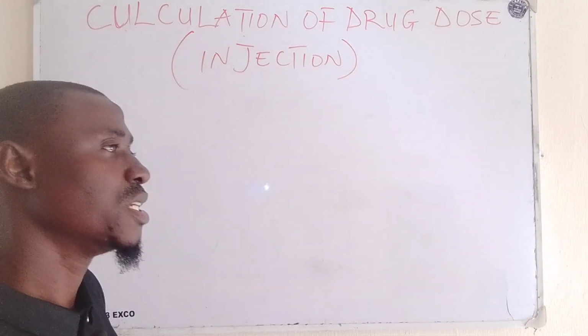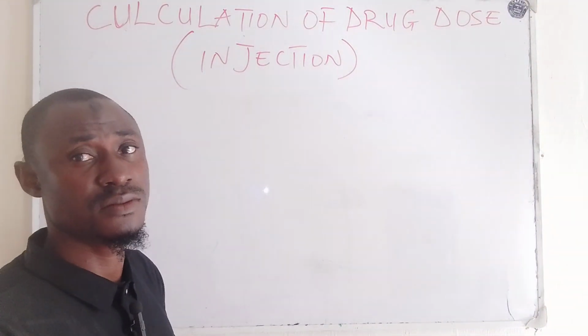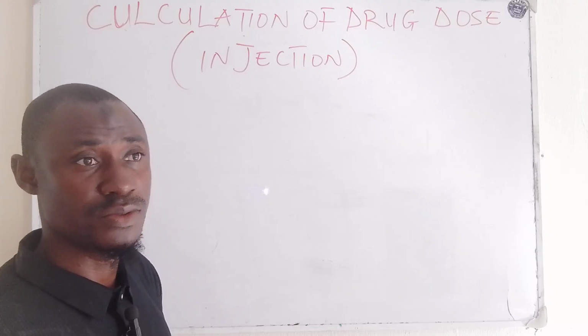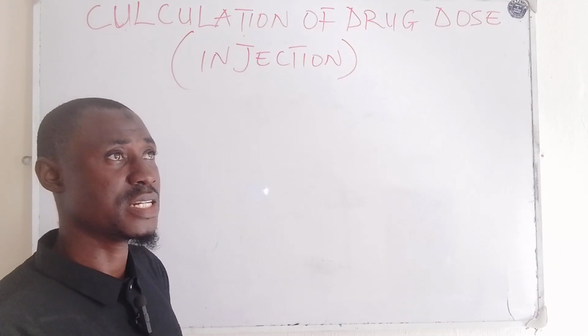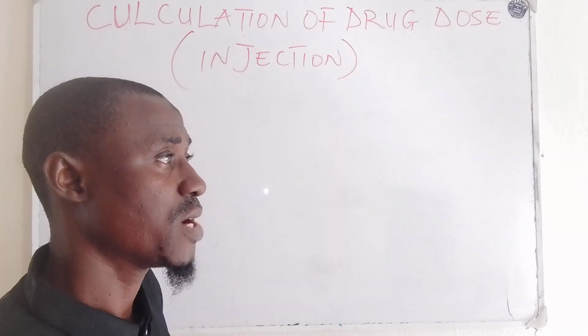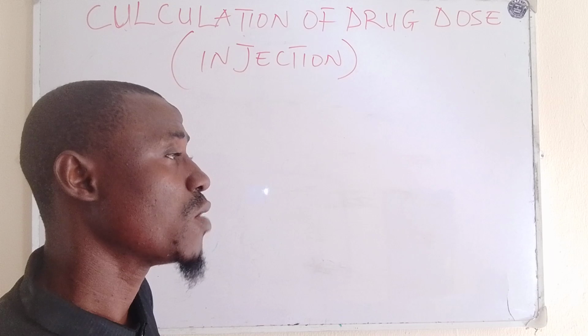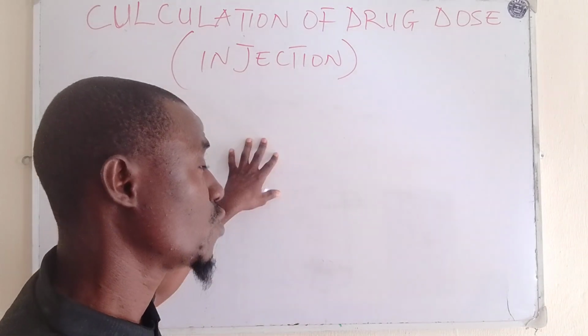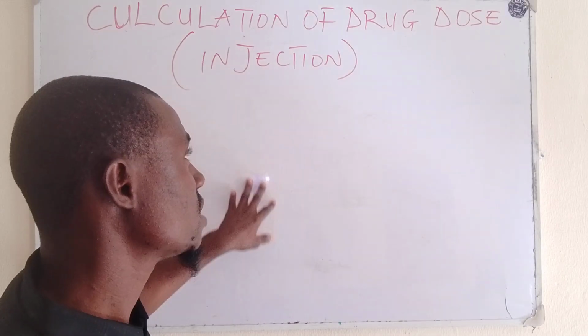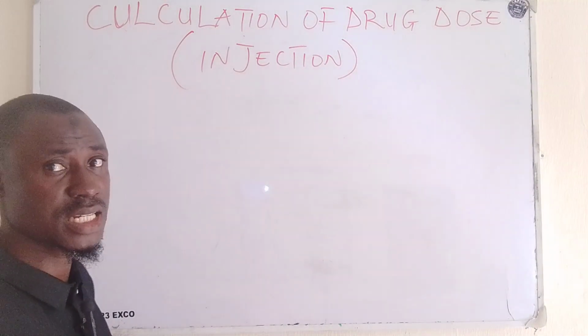Now, of course, injections are one of the very important forms of treatment in the hospital, especially when there is urgent need for the patient to recover. And that is why it's very essential we also know how to calculate drug dose in that aspect as well. But previously, let's review what we did in the last class.